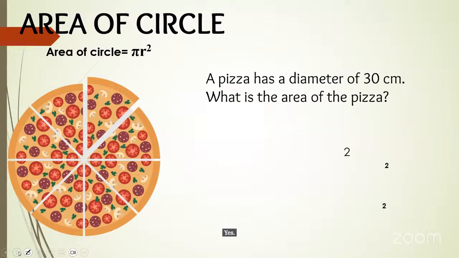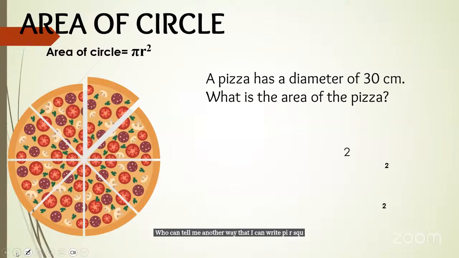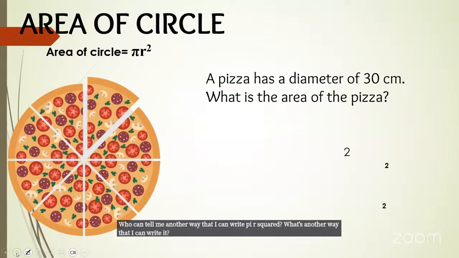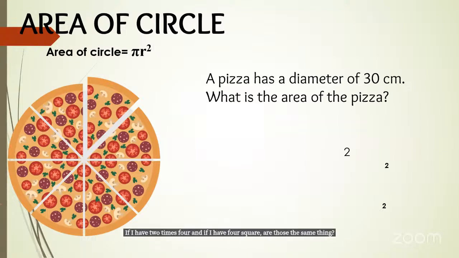Here we go again. So now we're going to be looking at the area of a circle. When we're trying to find the area of a circle, the formula that we use is pi r square. Who can tell me another way that I can write pi r square? What's another way that I can write it? 2 pi r? If I have 2 times 4 and if I have 4 square, are those the same thing? No, Miss.